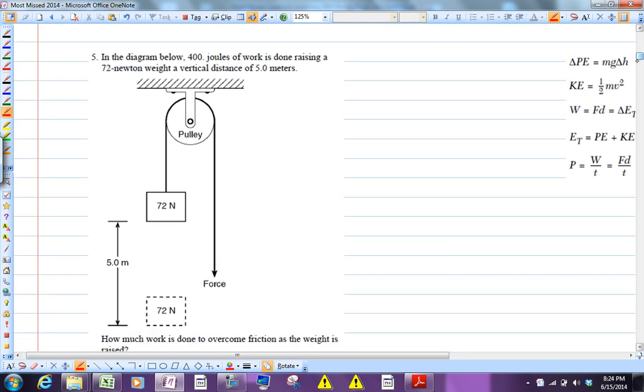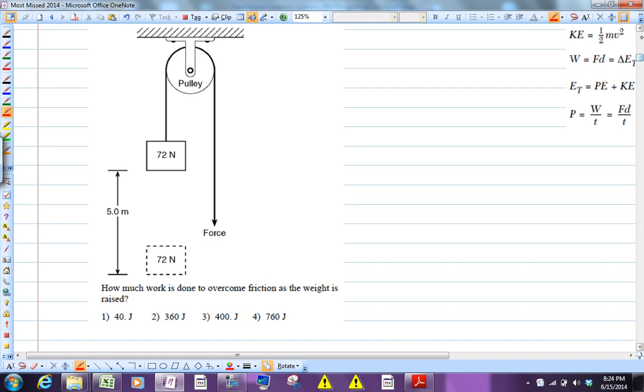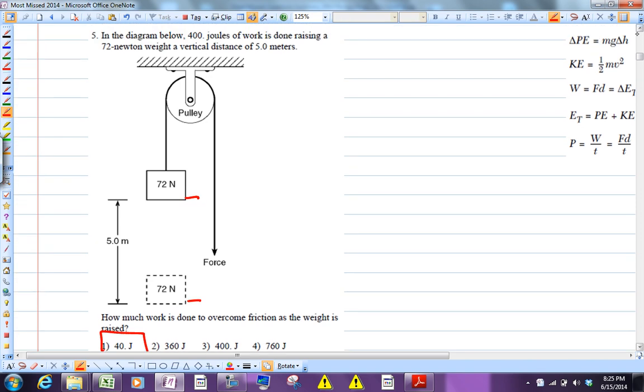Question 5. The answer to 5 is 1. Now, this is an energy problem. This one always gives people fits. We have here a change in potential energy because you're raising it here, and that amount of work that you put in is somewhat more. So you're putting in 400 joules of energy, but the change in the potential energy is going to be somewhat less. We need to figure out how much less.